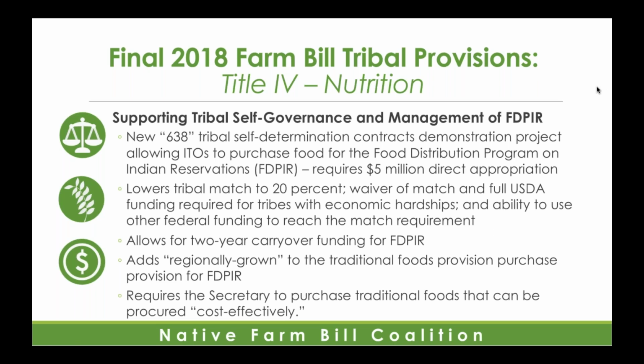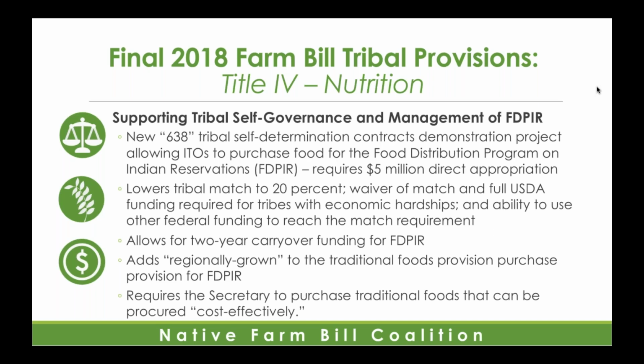So the first provision that you can see directly supporting parity, and also traditional foods potentially and local native grown foods, is this 638 tribal self-determination contract procurement provision for FDPIR foods, the actual foods that go into the food packages. Before the 2018 farm bill, there was no 638 self-determination contract or compact authority for any USDA program, not even the potential for it. This law has really been a sea change on that.